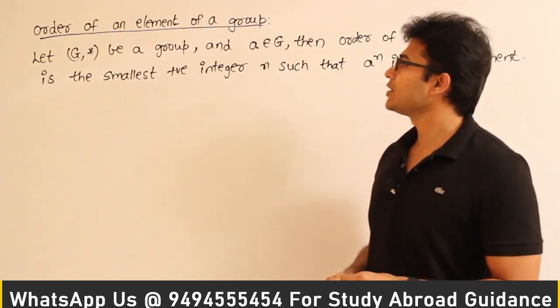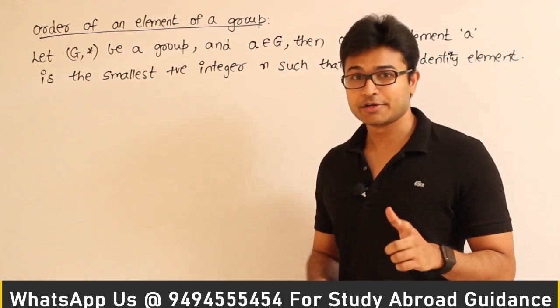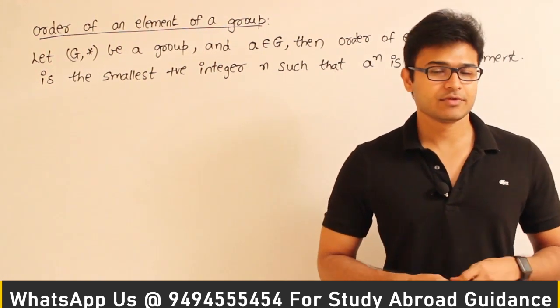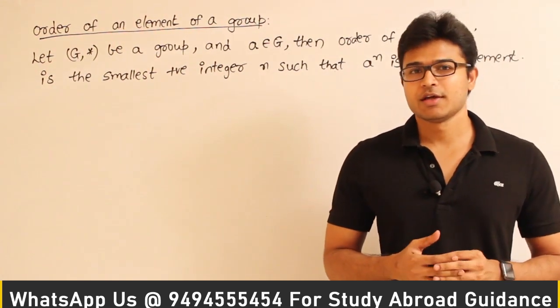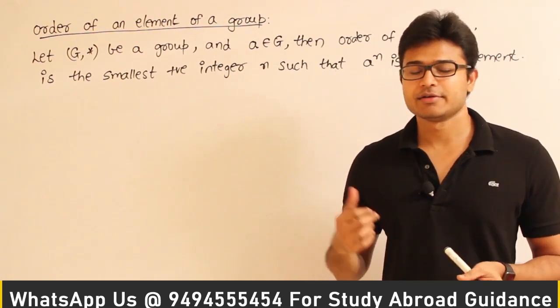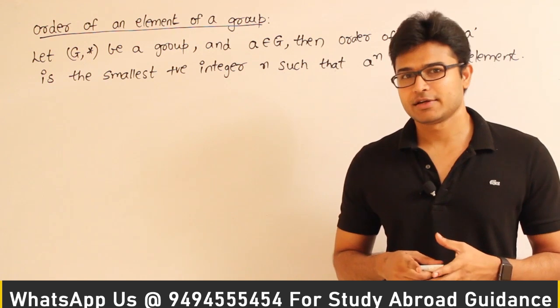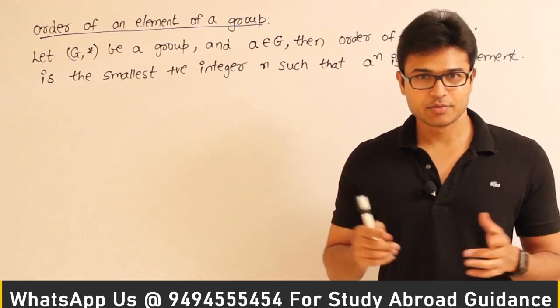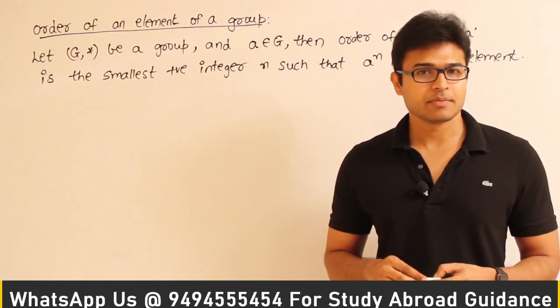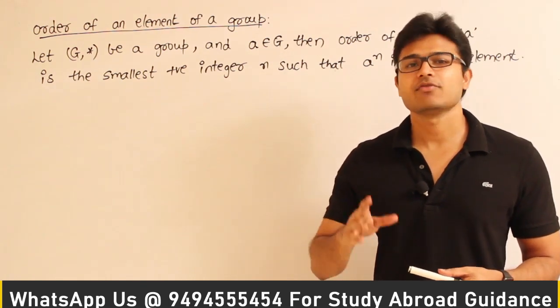Let's see the order of an element of a group. Order, we have already seen this term earlier, when we were talking about finite groups. Order of a group is nothing but the number of elements in the group, but here, order of an element, we are not talking about the entire group, we are talking about an element. And mostly we will be applying order of an element in a finite group.